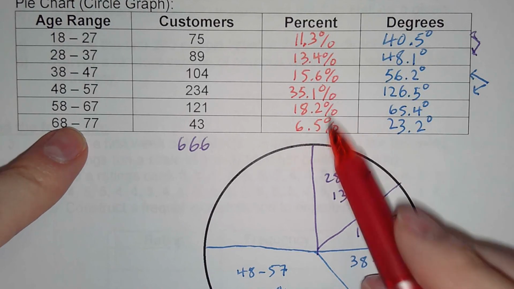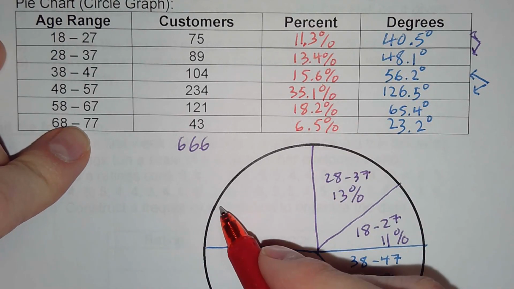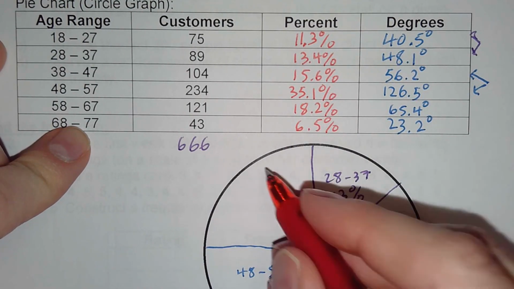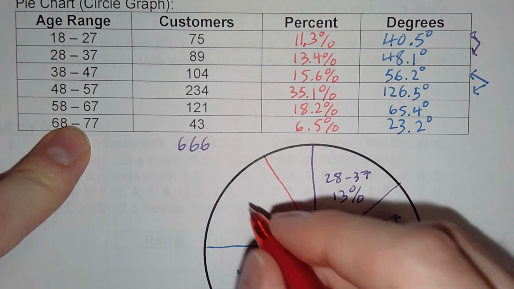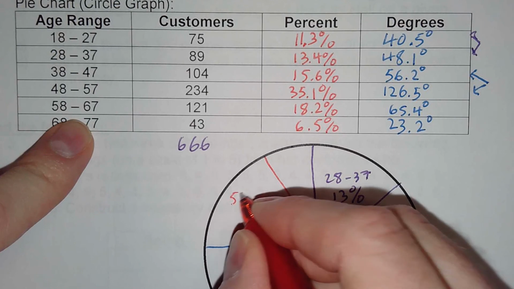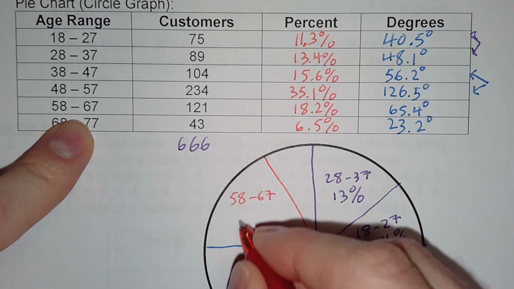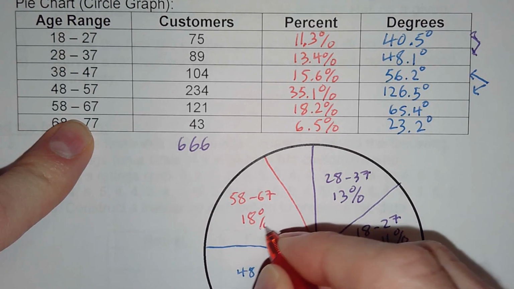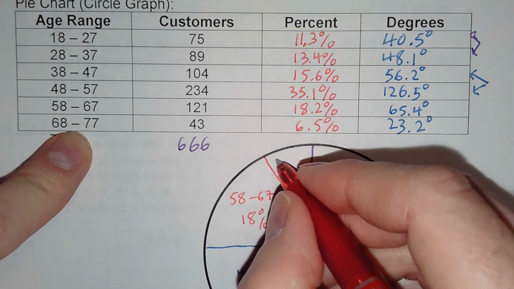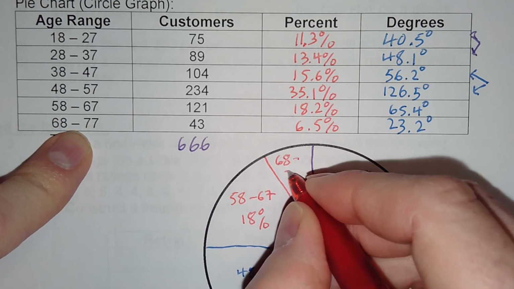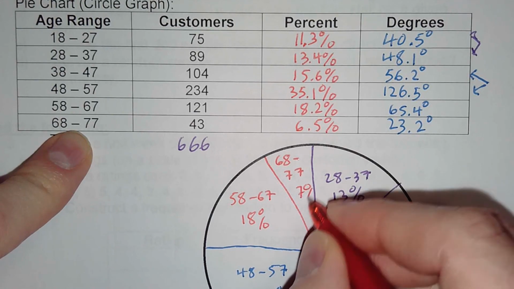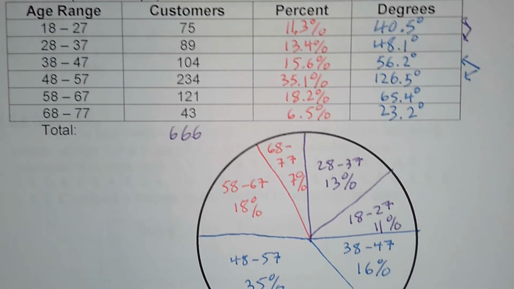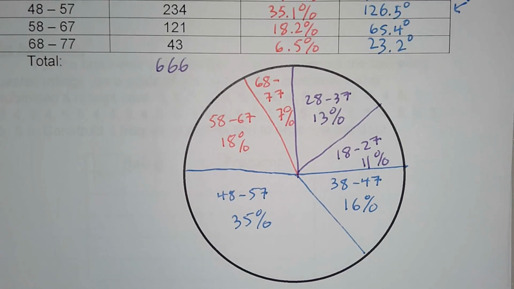And then this is going to occupy my last quarter. And this one's quite a bit bigger than the other one, so I'm going to draw it this way. This is my 58 to 67 at 18%. And this last one is 68 to 77 at about 7%. And so that would then give us our circle graph.